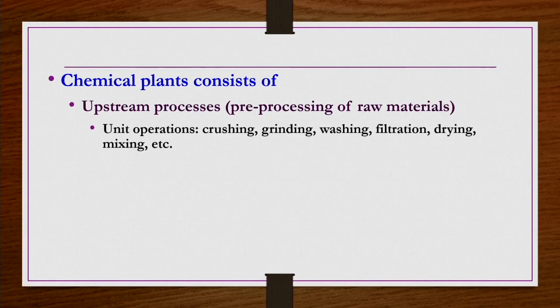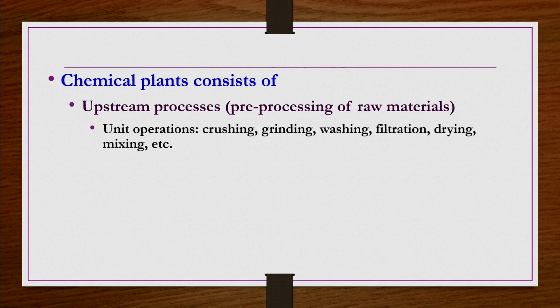All those processes we call upstream processes, or pre-processing of raw materials. In this pre-processing of raw materials, we have unit operations like crushing, grinding, washing, filtration, drying, mixing, etc.